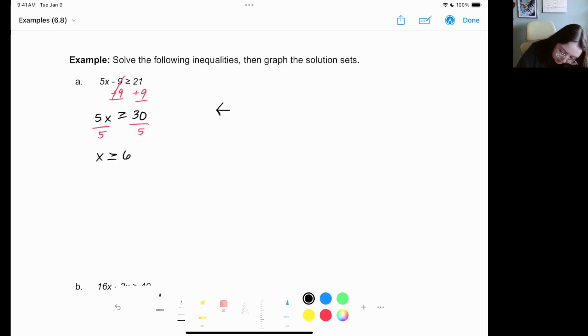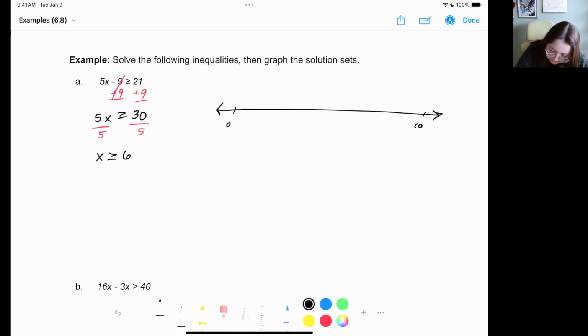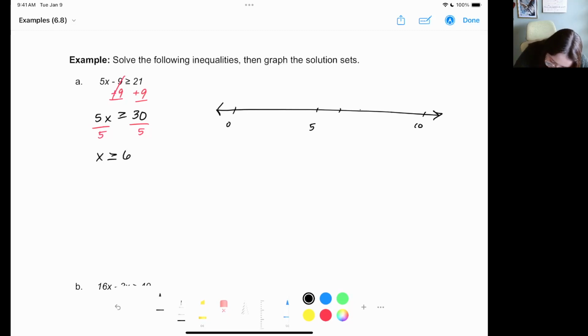So we'll draw a number line. The number that we care about is 6. So as long as 6 appears on this number line, that's really all that matters. So we're going to go from 0 to 10. Right in the middle would be 5. So then 5, 6, 7, 8, 9. So 6 is right here.